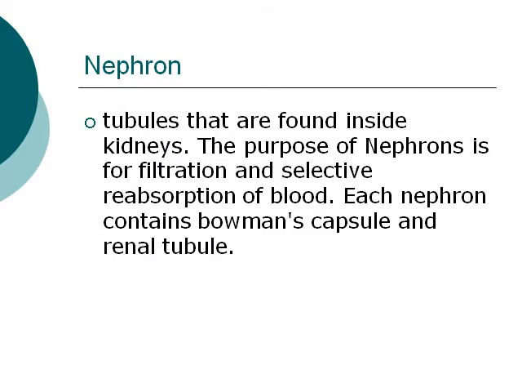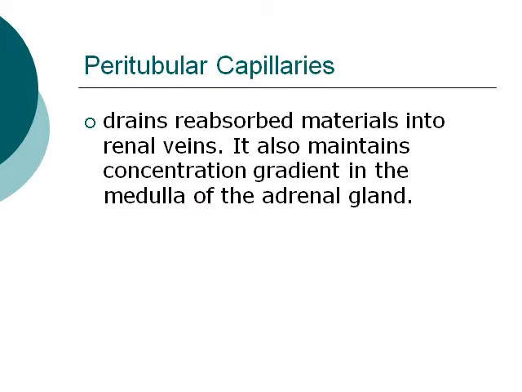The nephron is one of the major parts of the kidney. It is tubules whose purpose is for filtration and selective reabsorption of blood. Each nephron contains Bowman's capsule and renal tubule. Peritubular capillaries. The peritubular capillaries drain reabsorbed materials into renal veins. It also maintains concentration gradient in the medulla of the adrenal gland.